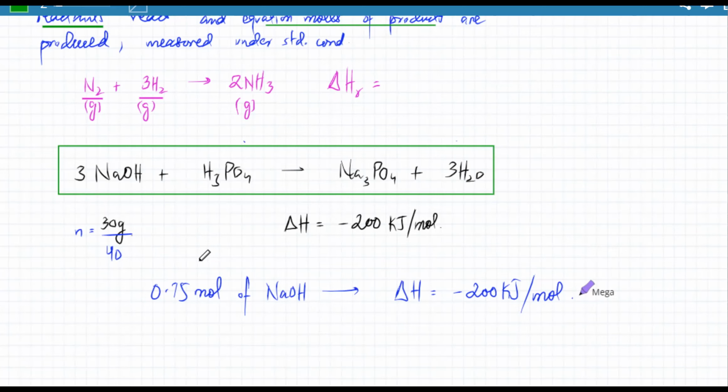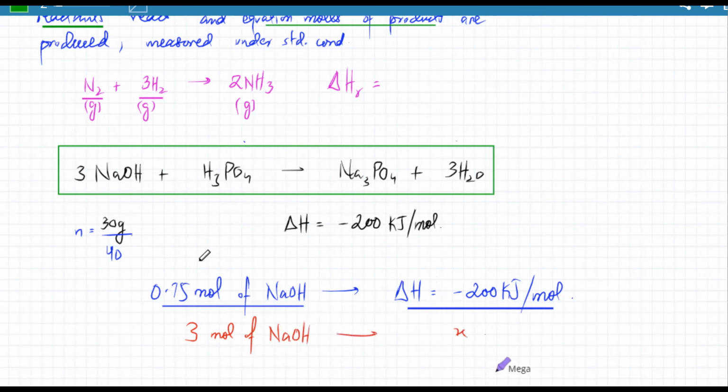But what I can do is, I know the ratio now. I know this, that 0.75 moles produce minus 200 kilojoules per mole, right? So apply the ratio: how much would 3 moles produce? If you had 3 moles of NaOH, according to this ratio, how much enthalpy change would be produced?